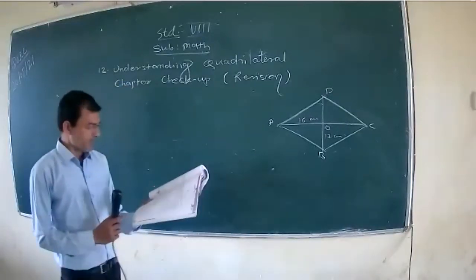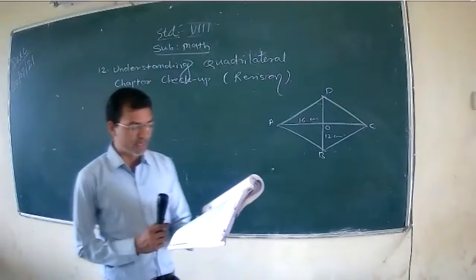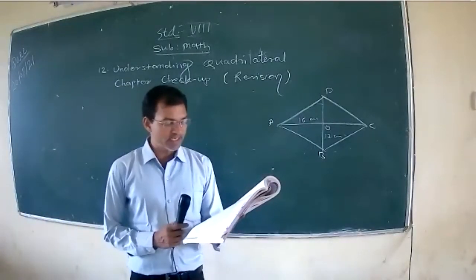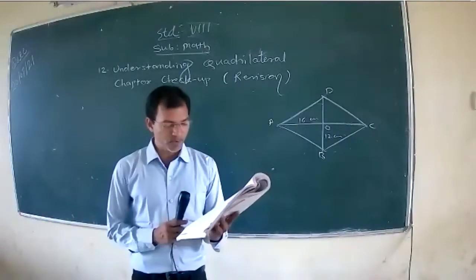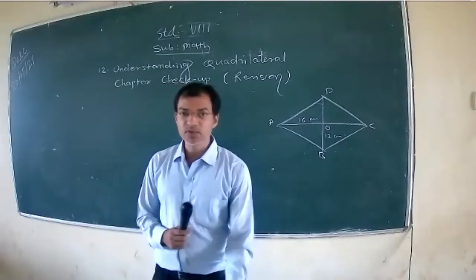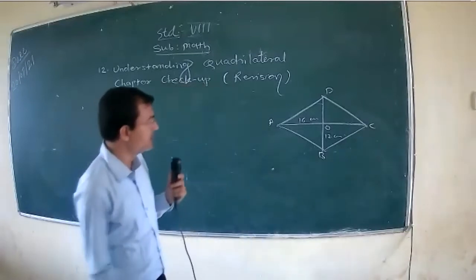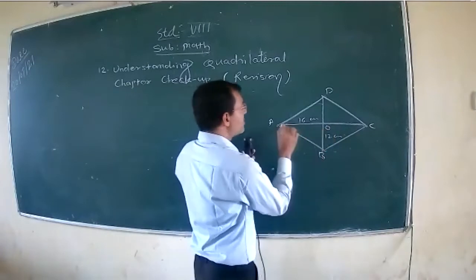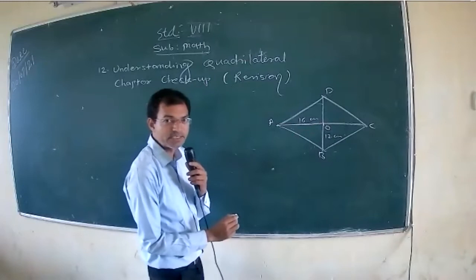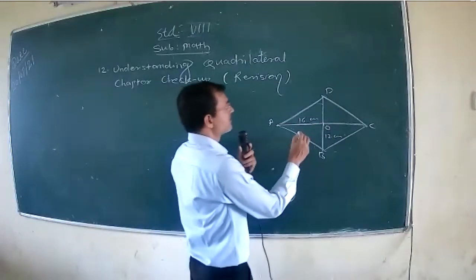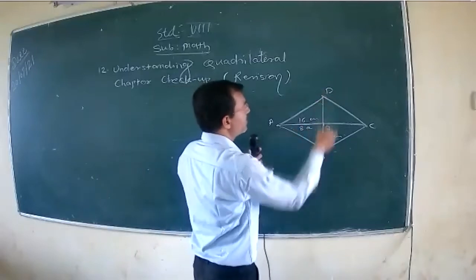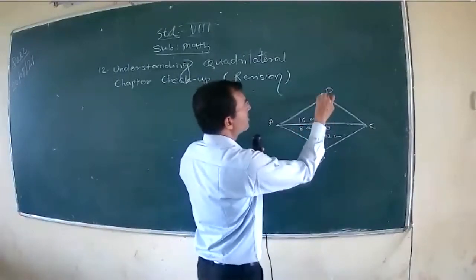Listen here. Question number 15. The diagonals of a rhombus are 12 centimeter and 16 centimeter. Find the length of one side of the rhombus. Given that AC equals 16 and BD equals 12. AC 16 given means you can easily find AO. What is AO? AO कितना रहेगा? 8 centimeter. And can you tell me DO? 6.